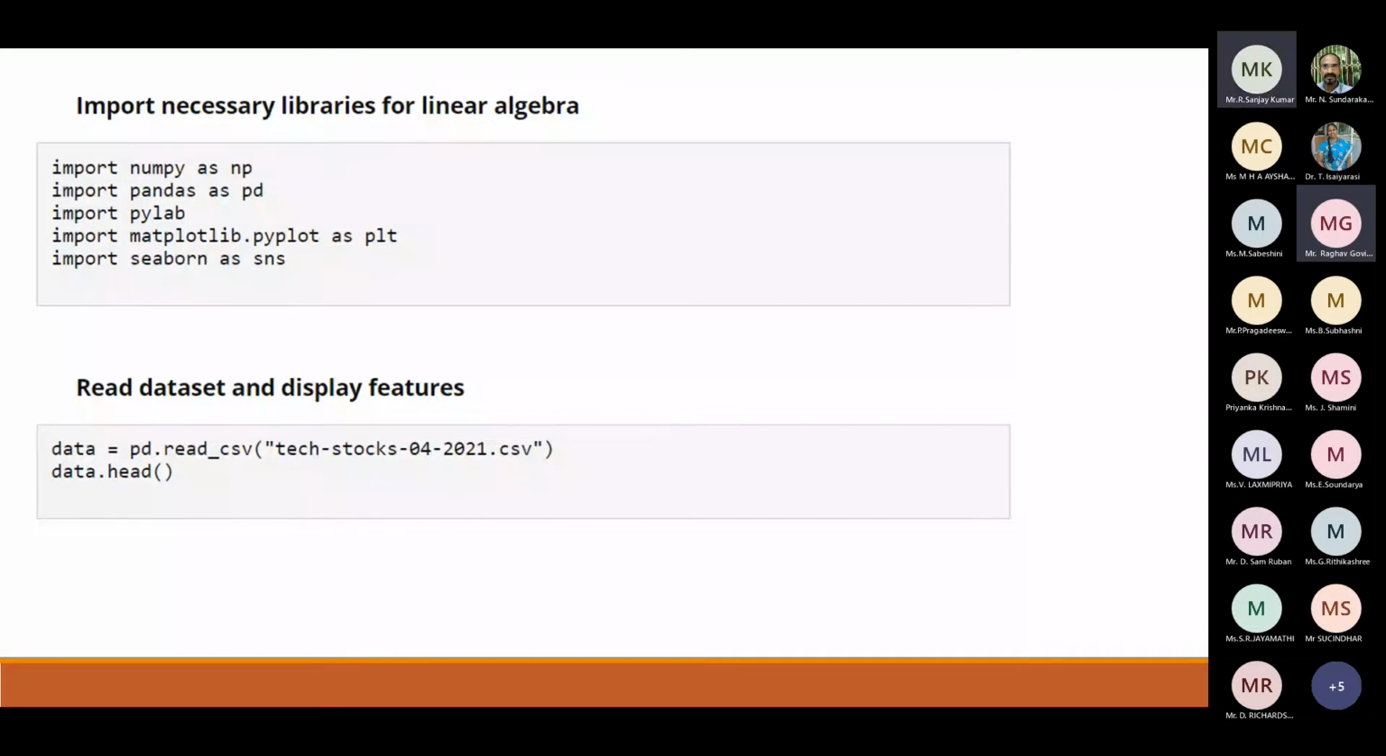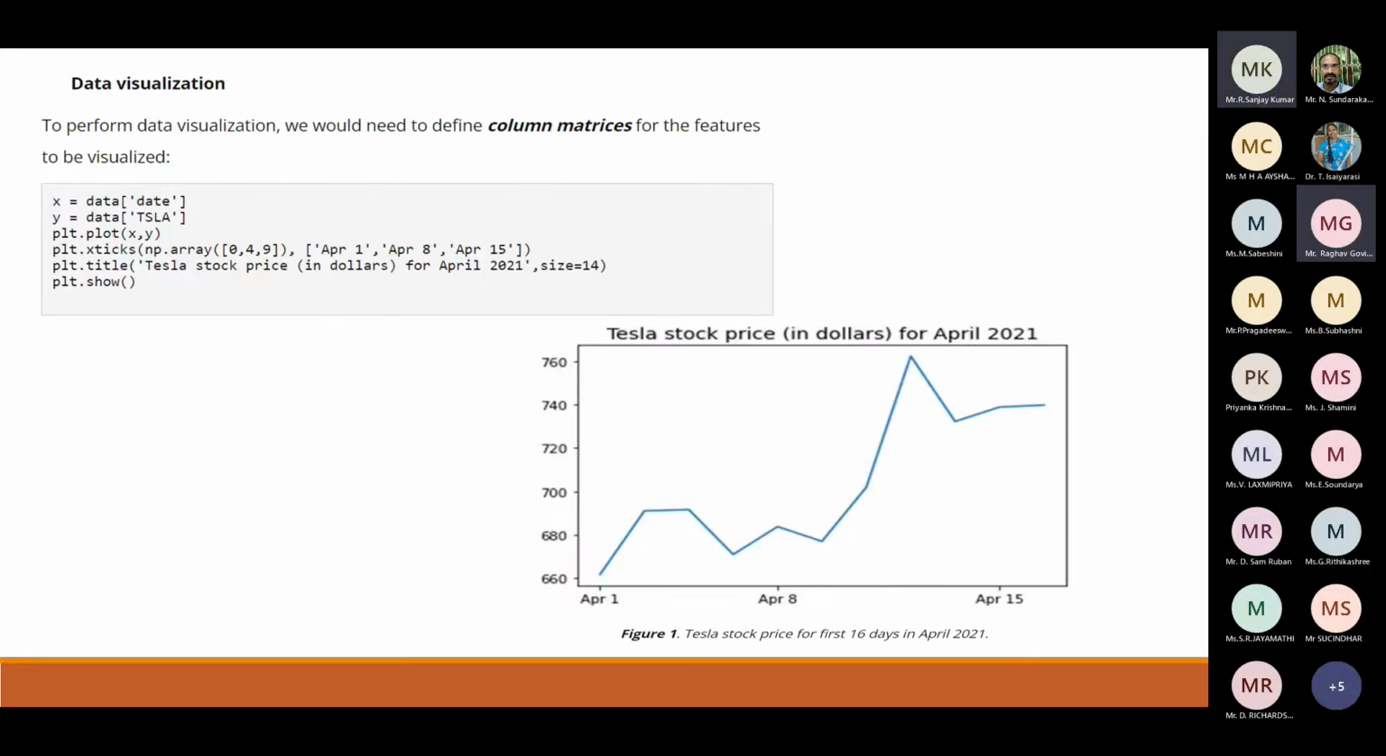This imports the necessary libraries for linear algebra. These are some of the codes used for machine learning and data processing. Data visualization. This is to define column matrices. This graph shows the stock price for 16 days. Like this, some of the graphs are shown.